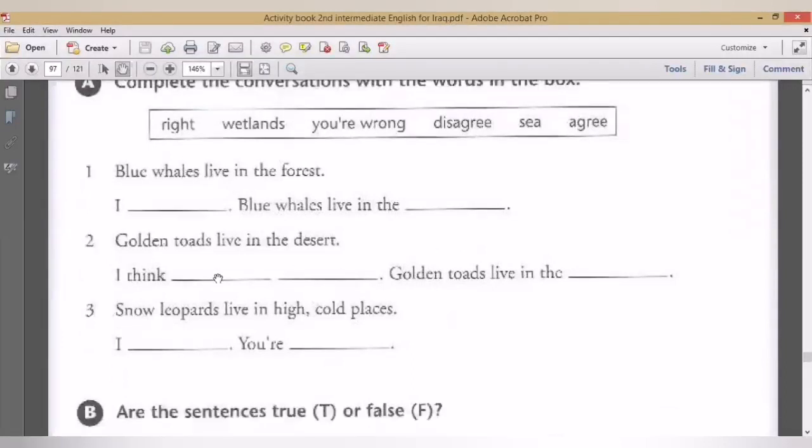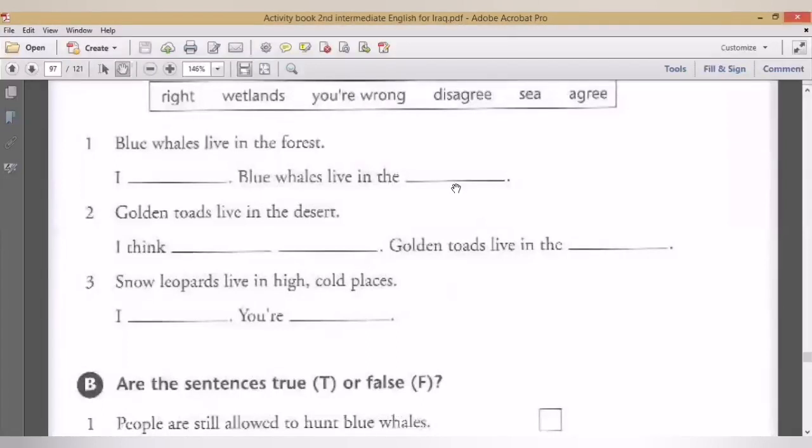Yes. Now number 2, golden toads live in the desert. How to disagree, you should say, I think you're wrong, yes. Why? Golden toads live in the wetlands, right? Wetlands. Now the third one. Snow leopards live in high cold places. I agree. You're right. Yes, so I agree. You're right.